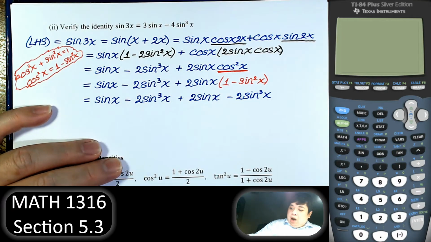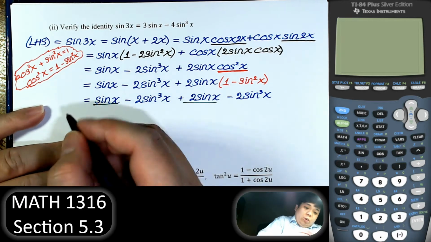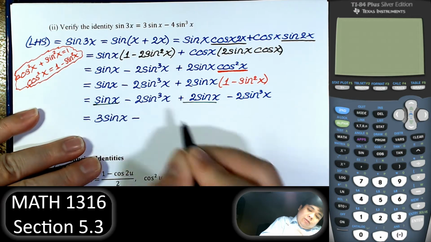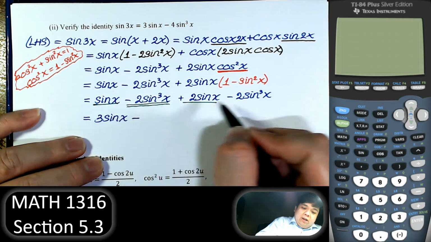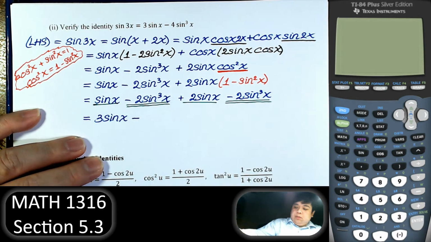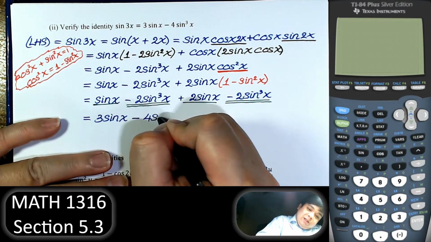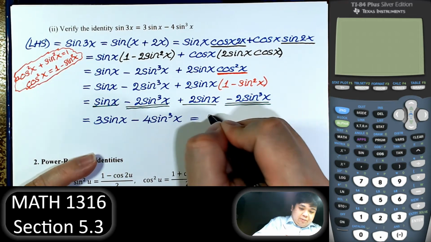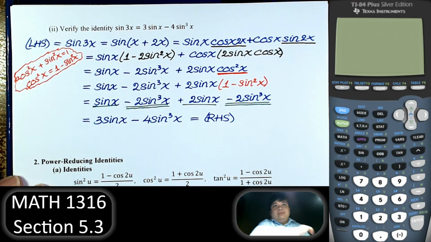Right, combine like terms, sine x and 2 sine x, so we have 3. And then the sine cube, we have these 2. Minus 2 is minus 4. And that's exactly what we have. So that's what we have. Simple enough, right? So very straightforward.